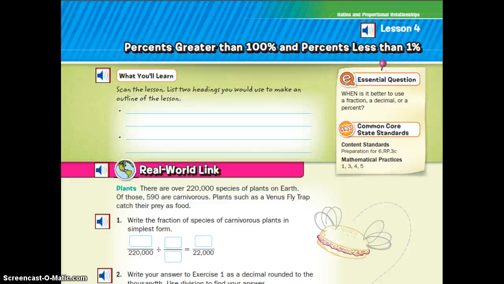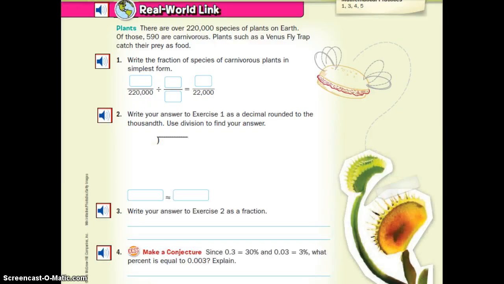Welcome back. We're on Chapter 2, Lesson 3, percents greater than 100 and percents less than 1. So, please turn to page 117. So let's look at today's real-world plants.